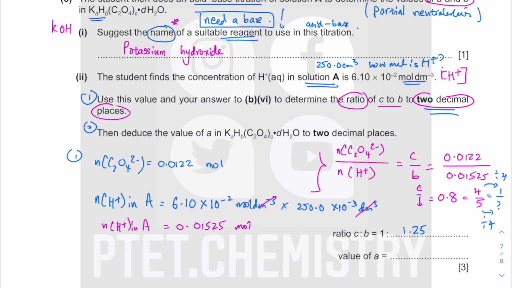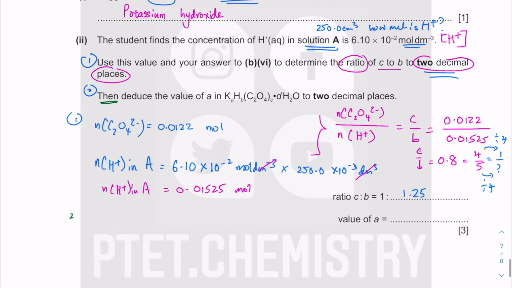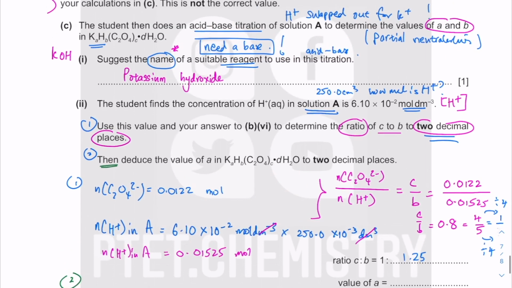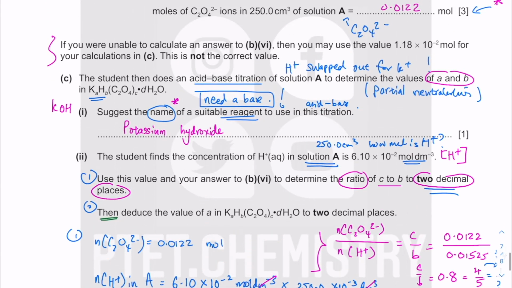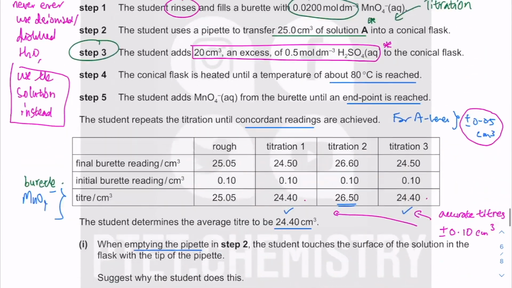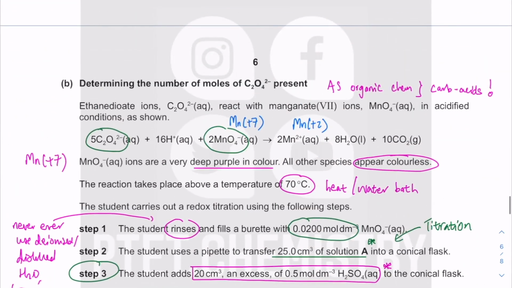Okay, what next? Then they said deduce the value of A. How in the world am I going to deduce the value of A? Let me think. Let's try and think. Any information given? What's the value of A? Let me have a read through the earlier bit of the question.